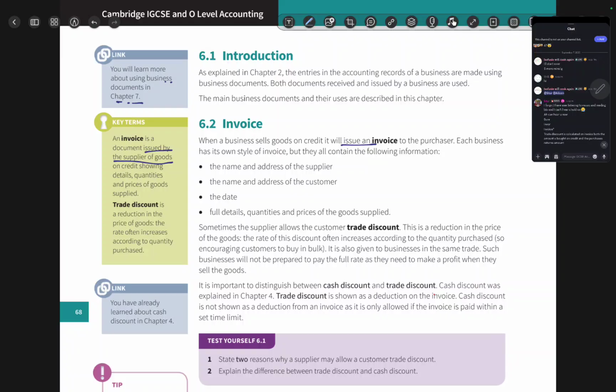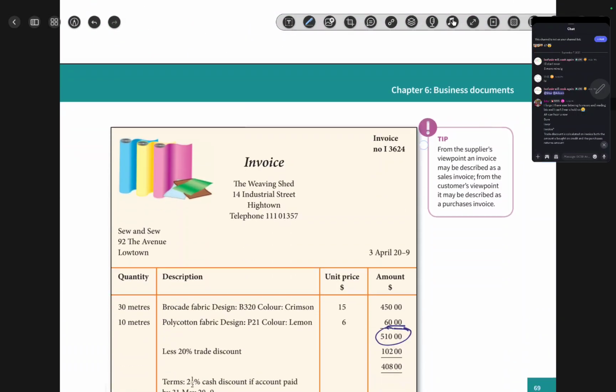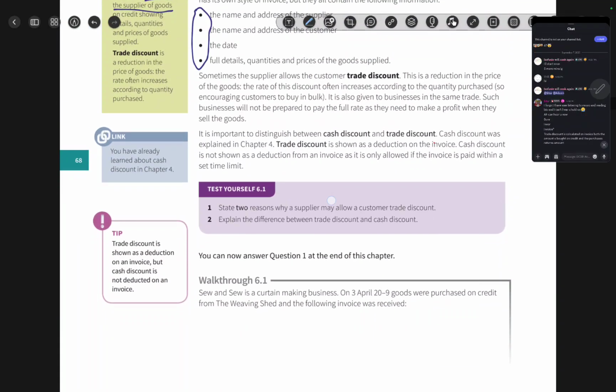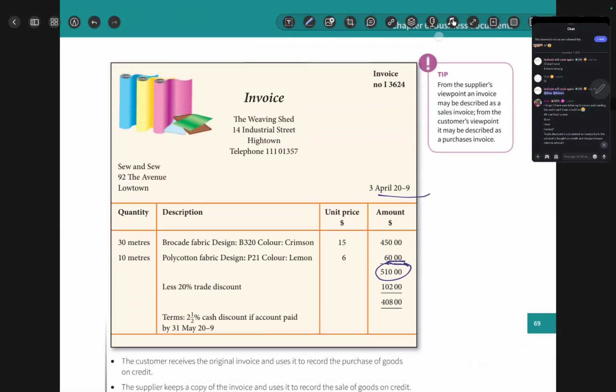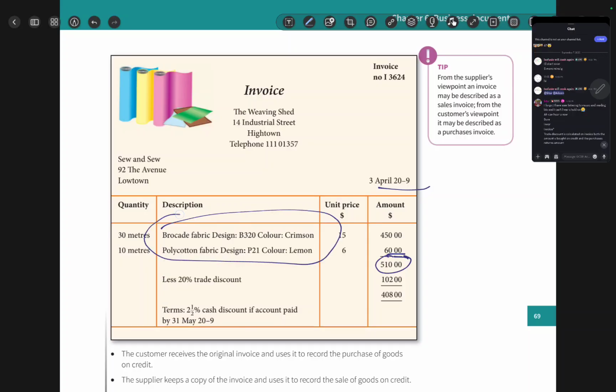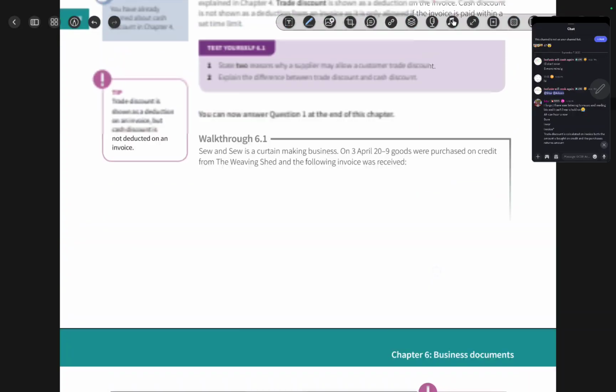Okay, each business has its own style, but they need to have the main stuff, the name and address of the supplier, which is like the person selling, and then the customer, the person buying, the date of the invoice. Like, for example, if I'm selling something today, I'll write it today, you feel me? All right. And then full details, quantities, and the prices of goods supplied. So, like, there's details, the name, the item, whatever, and the quantity and the prices and everything like that. Okay.